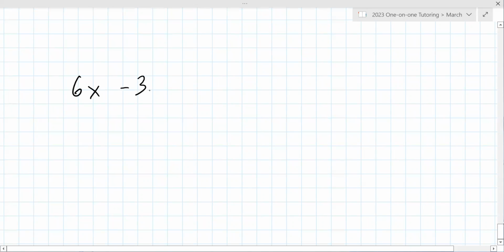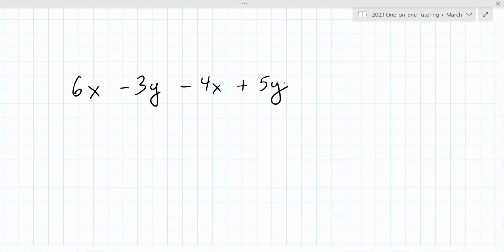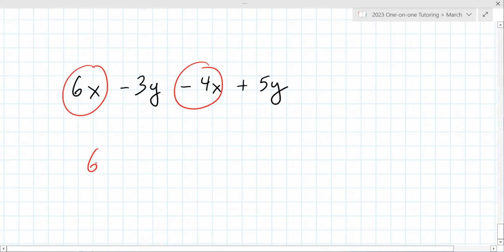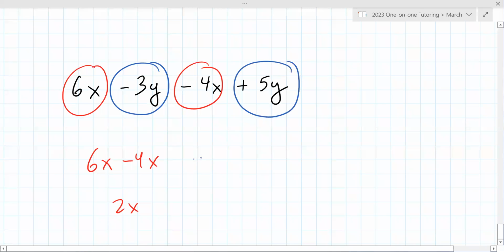6x minus 2 minus 3y minus 4x plus 5y. Okay, so 6x minus 4x, that's going to be 2x. And then 3y plus 5y, that's going to be 8y. So 2x plus 8y. So I agree with the first part. 6x minus 4x is 2x. The operator, though, goes with it. So it's minus 3y plus 5y, so that's going to be plus 2y. Very good.